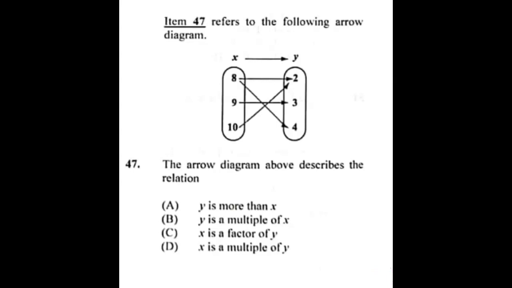In number 46 now, we're given a mapping diagram with some arrows, and we're asked to work out what the relationship is. Y is more than x. Let me look at y. Y is 2, 3, and 4. That is not more than x, so this is out.